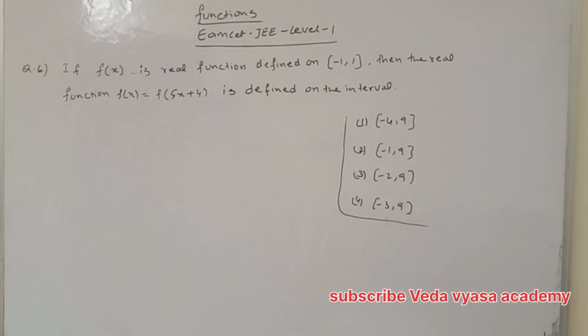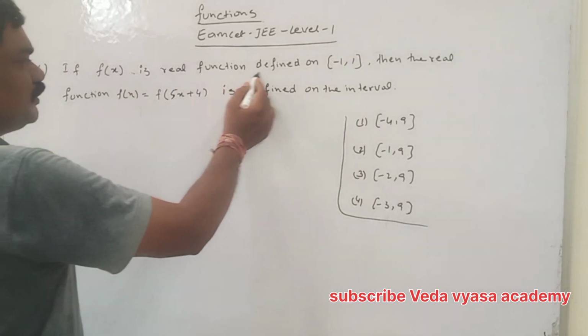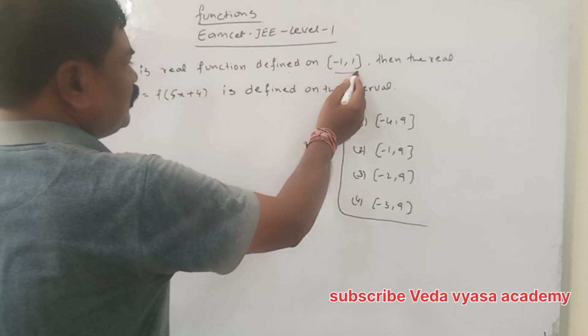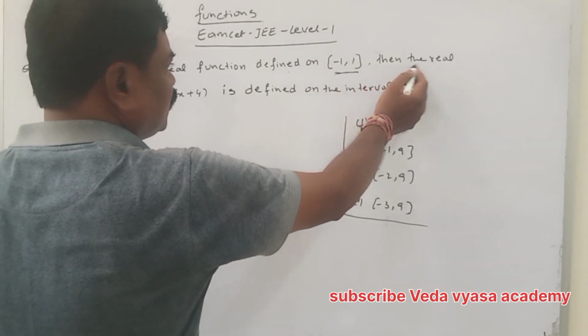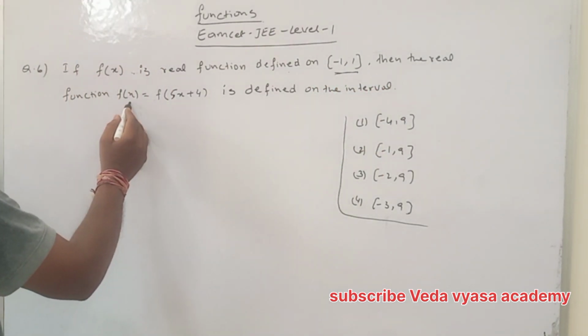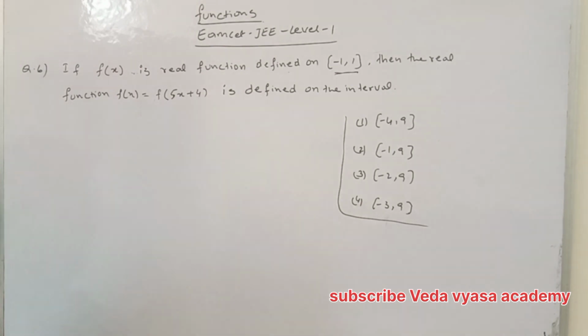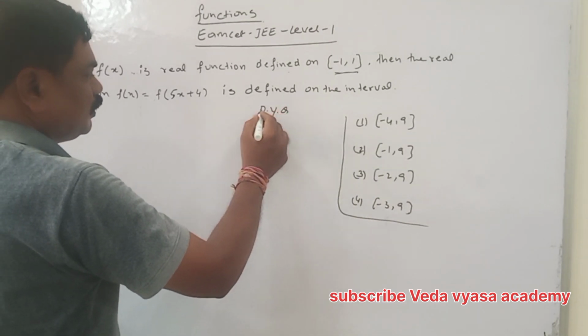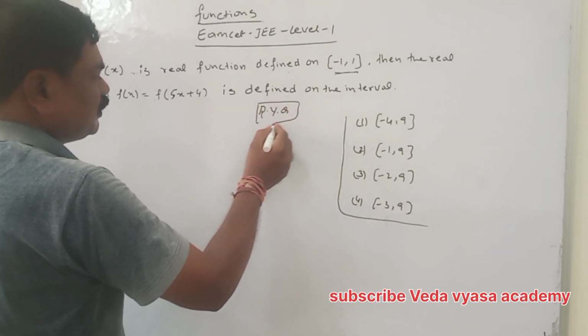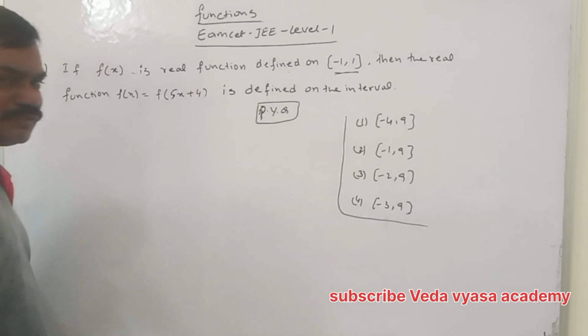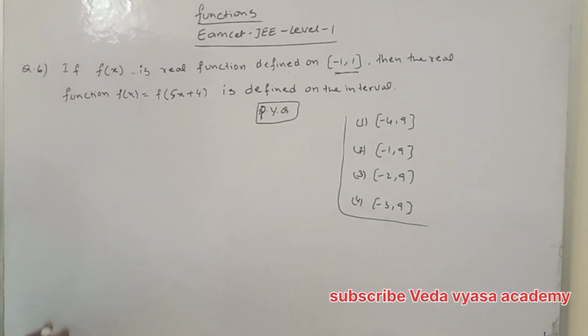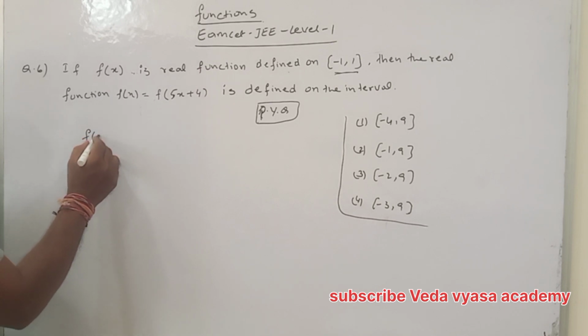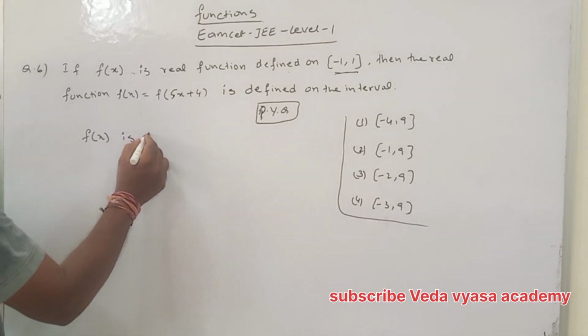One more problem on functions. If f of x is a real function defined on the closed interval -1, 1, then the real function f of x is equal to f of 5x plus 4 is defined on the interval. This is a previous year question in MSET.